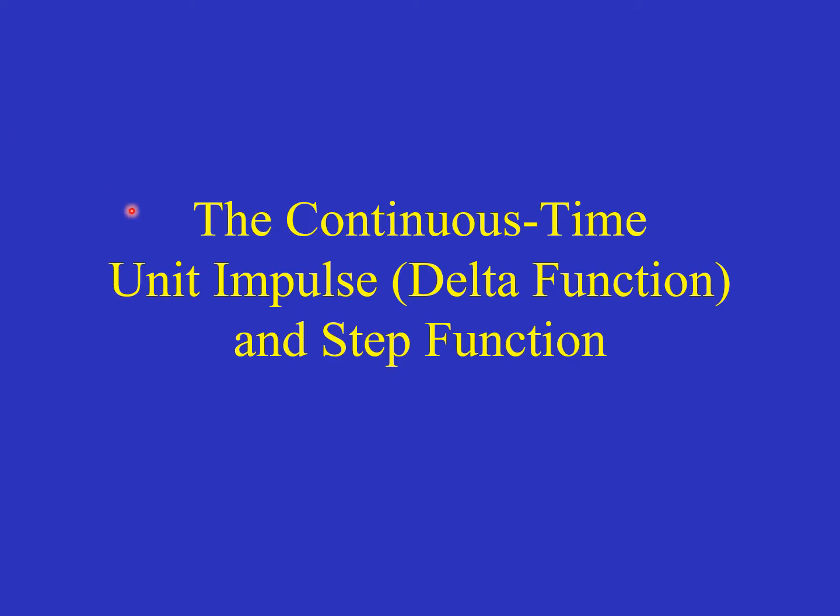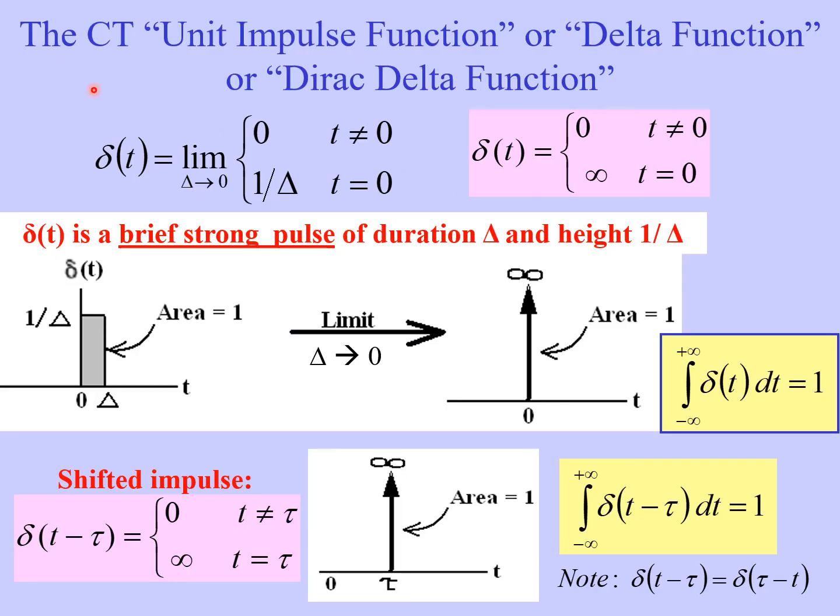Let's now move on to the continuous time version of these same functions that we just looked at, the unit impulse or delta function, and also the step function. So let's start with the continuous time unit impulse function or delta function. Mathematically it's sometimes also called the Dirac delta function. So this one is a little bit different and not quite as simple as the discrete time case.